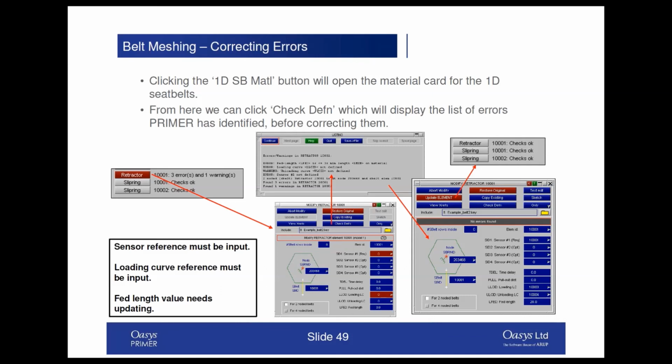So we can dismiss that panel now that we have some more details about our errors and work towards correcting them. That's what we've got in the right-hand picture there. We've inputted the sensor, the 2 load curves, and also a fed length. Now when we update that element, Primer tells us that the checks are okay. So the red retractor button is now turned grey.